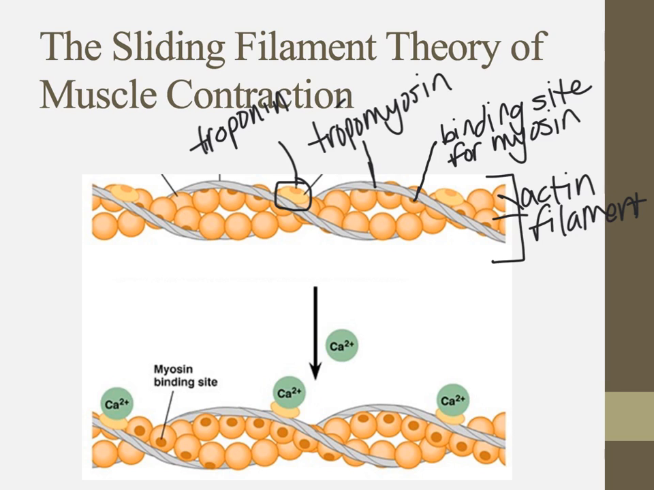Actin has all these binding sites. They're covered with a protein called tropomyosin. That tropomyosin has another protein sitting on top of it in certain spots, and that's called troponin. Now, troponin is going to bind to calcium. Calcium, when it binds to troponin, causes that tropomyosin to move out of the way so that it can expose those myosin binding sites. So those myosin binding sites are going to be open or clear or available whenever calcium is bound to troponin.